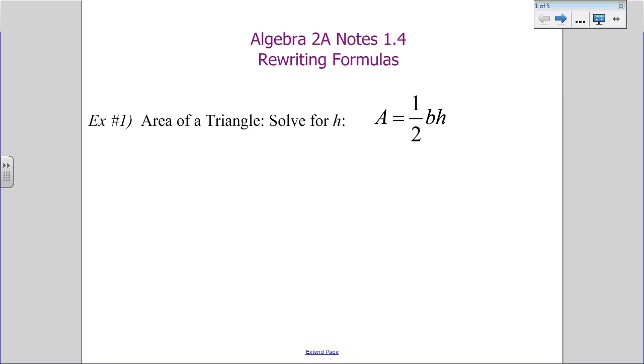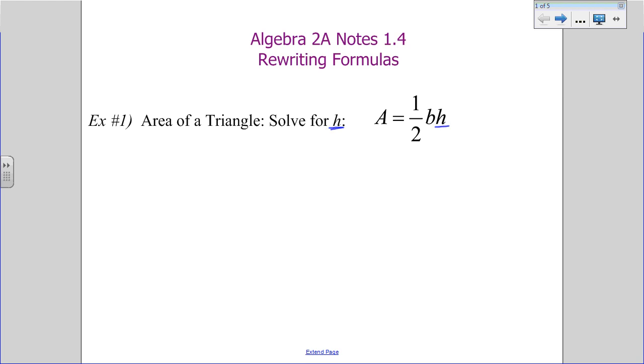It's this rewriting of formulas that we talked about earlier. We're taking formulas that we know. Area of a triangle, A equals 1/2 times base times height. And what we're going to do is solve that for a specific variable. Now, why do we do that? We're going to solve this for h.